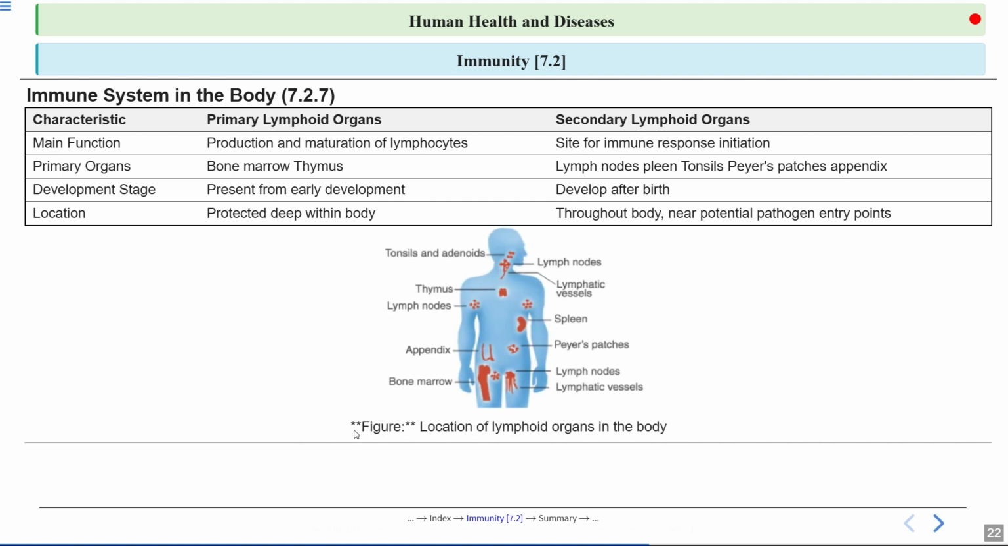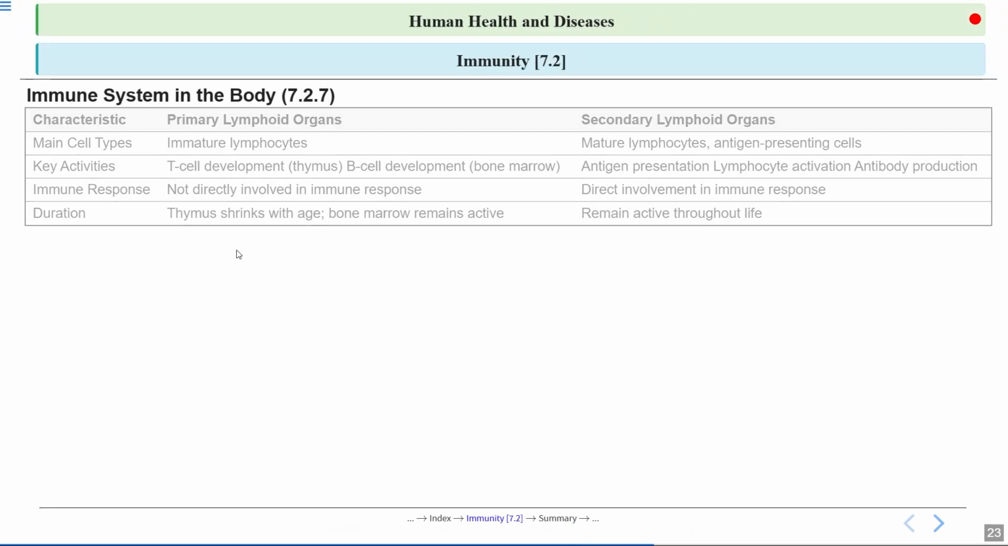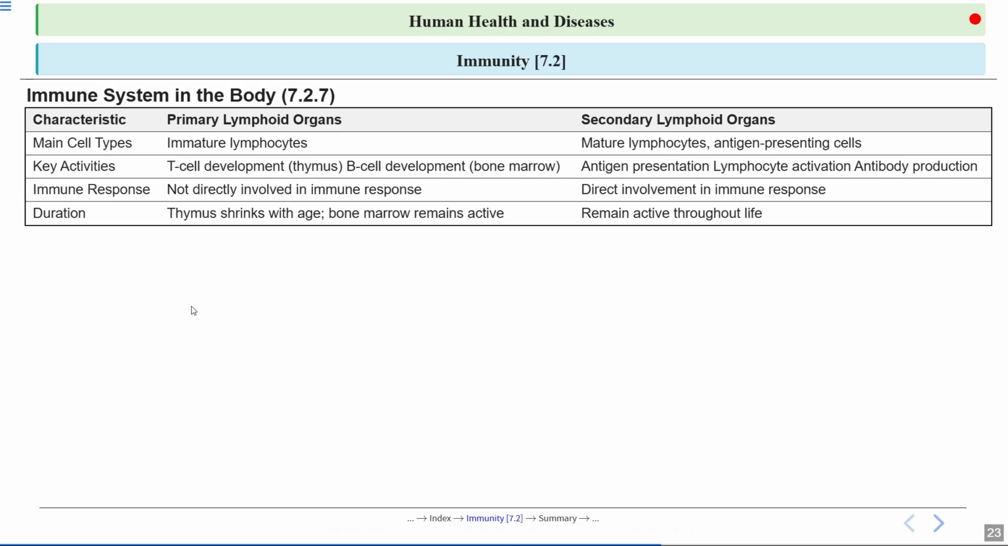The secondary lymphoid organs are throughout the body, near potential pathogen entry points as well. Here you can see the location of lymphoid organs in the body: spleen, lymph nodes, thymus, lymphatic vessels, and tonsils. Now you can see the main cell types in primary lymphoid organs: these are immature lymphocytes. In secondary lymphoid organs, these are mature lymphocytes as well as antigen presenting cells. So the primary lymphoid organs like bone marrow and thymus are where your immune cells, the lymphocytes, are born. Clear? And they learn their basic fighting skills.